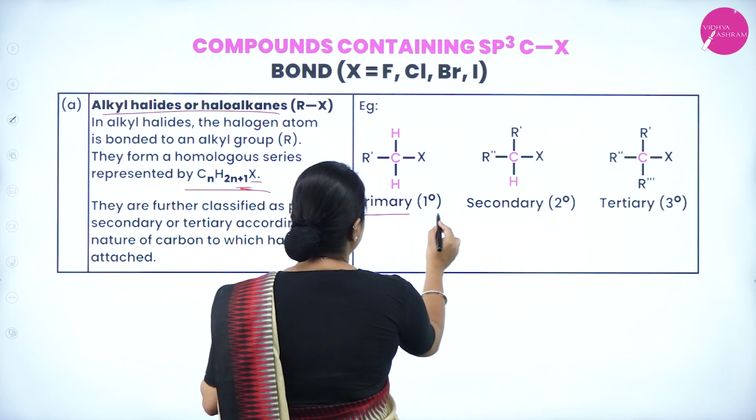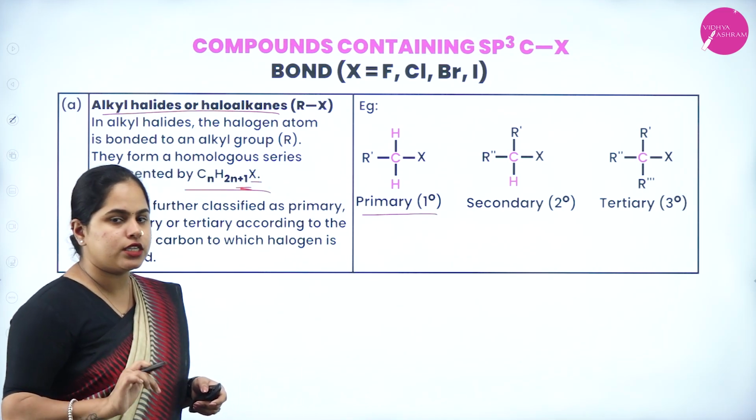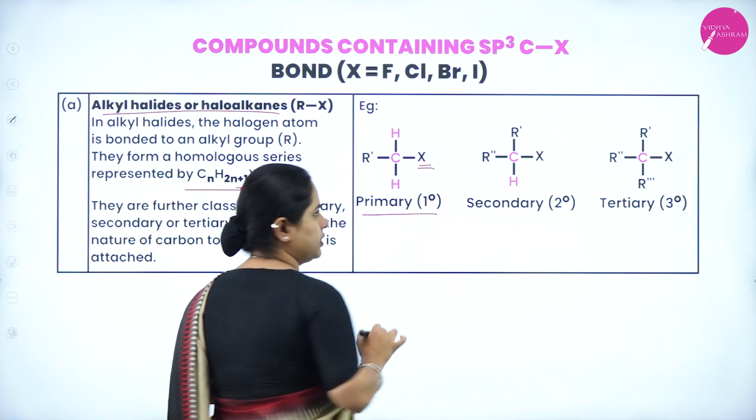This is the first one, which is further classified into primary. So what does primary mean? This is your halogen atom.